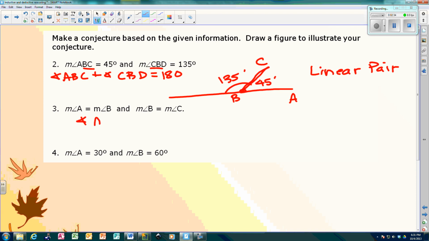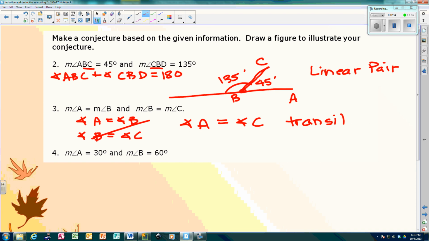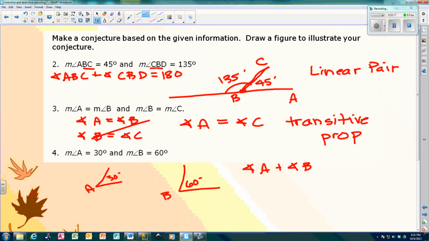Okay, if angle A is equal to angle B and angle B is equal to angle C, then since angle B is equal to both, then that's going to mean that angle A is equal to angle C. So this is a property we'll learn more about later, and it's called transitive. Angle A equals 30. So if I were to draw angle A as 30 degrees and angle B was 60 degrees, then I could say that angle A plus angle B equaled 90 because they're complementary angles.